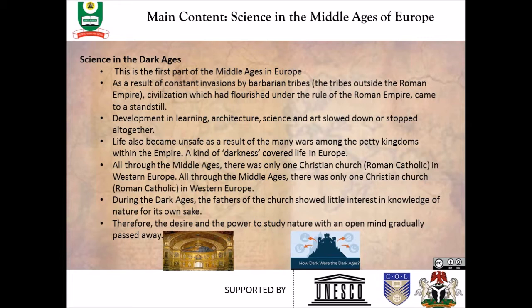Although through the Middle Ages there was only one Christian church in Western Europe, which is the Roman Catholic Church, it became a symbol of unity, such that the united Christian world was called Christendom. During the Dark Ages, the fathers of the church showed little interest in knowledge of nature for its own sake. They believed that holding discussions on the nature and position of the earth would not help them in their hope of life to come. Therefore, the desire and the power to study nature with an open mind gradually passed away.